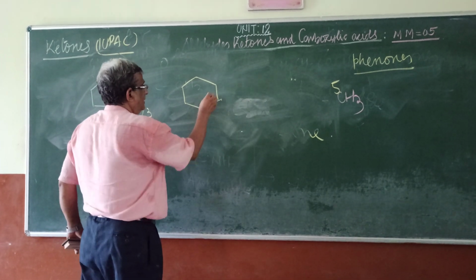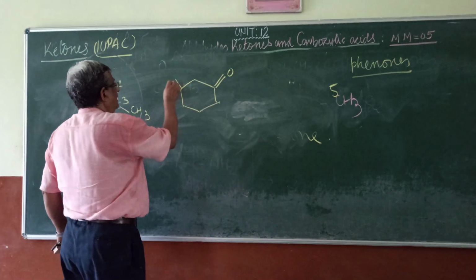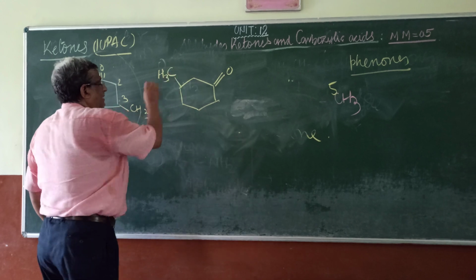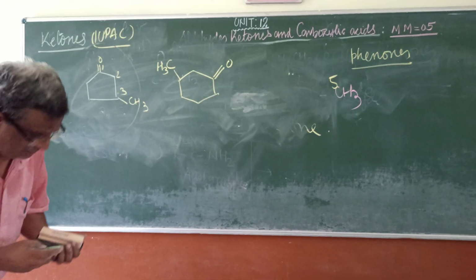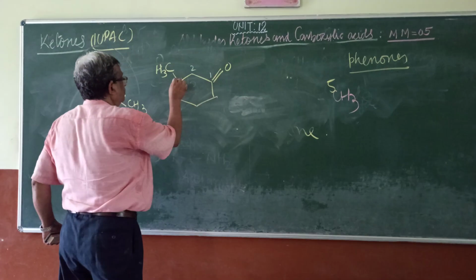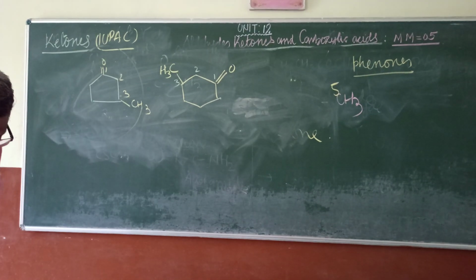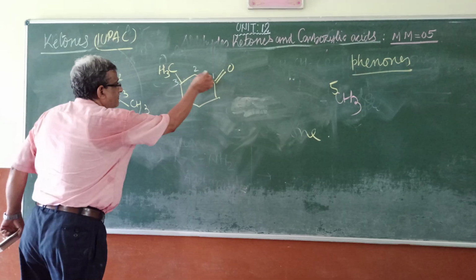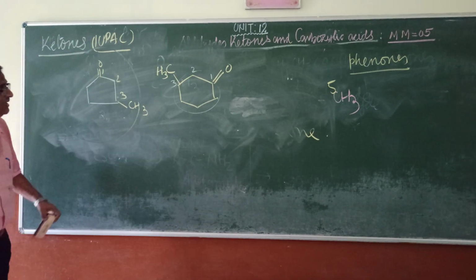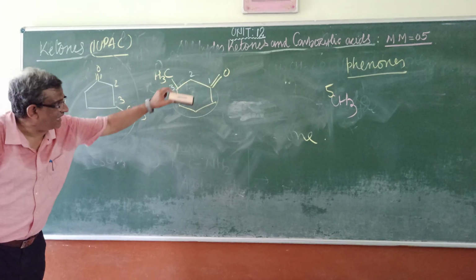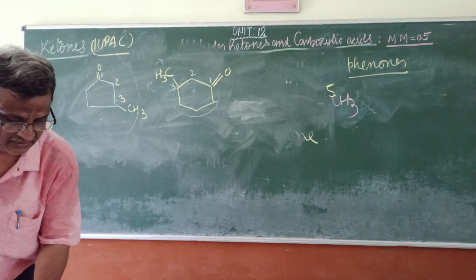One more example I would like to give you. Here, this is double bond here, and this is the methyl group here. Numbering 1, 2, and 3. The name is 3-methyl cyclo. This time it becomes hexanone. I repeat, 3-methylcyclohexanone.